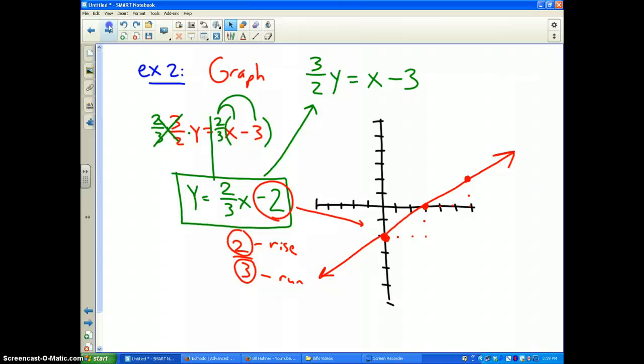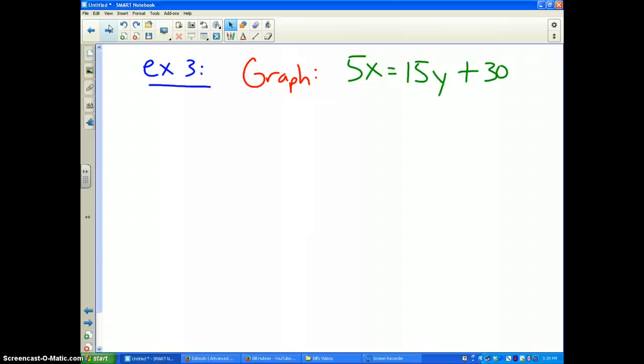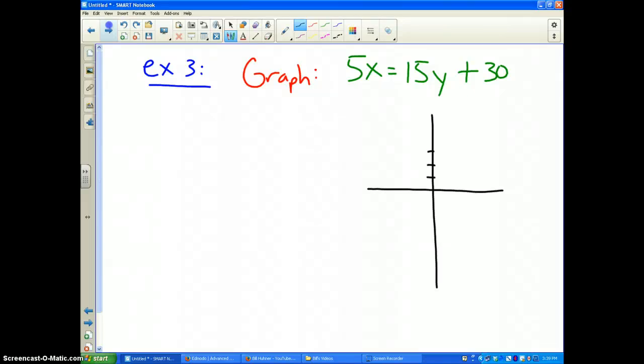All right, one more. Now I'd like you to practice. Here's your problem. I want you to graph 5x equals 15y plus 30, and make yourself a nice, neat graph. And then the first thing you need to do is pause the video and solve that equation for y.